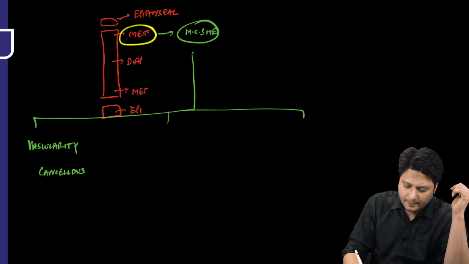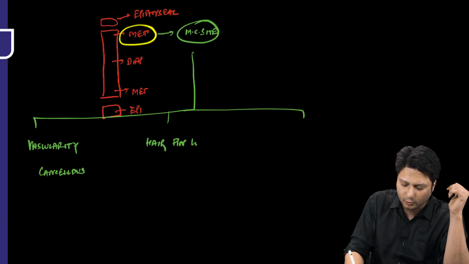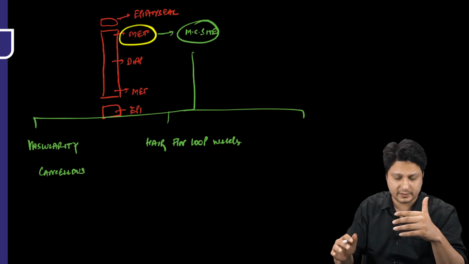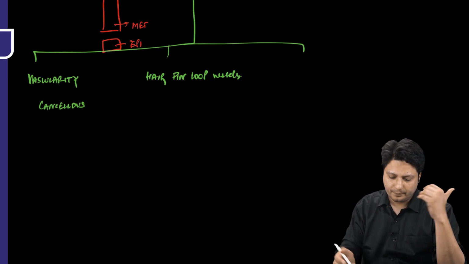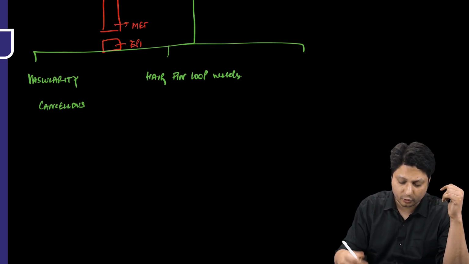Second reason is a hairpin loop arrangement of the blood vessels. That is hairpin loop blood vessels. Now, what do you mean by the term hairpin loop vessels? You see, the blood vessels can be categorized into two types, or could be of two types.